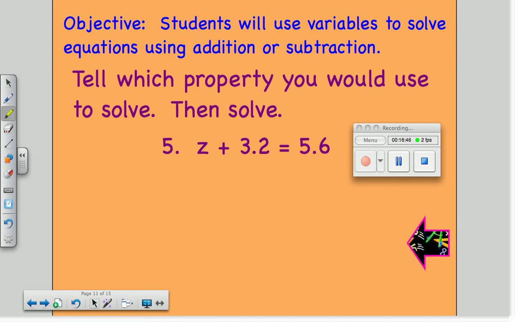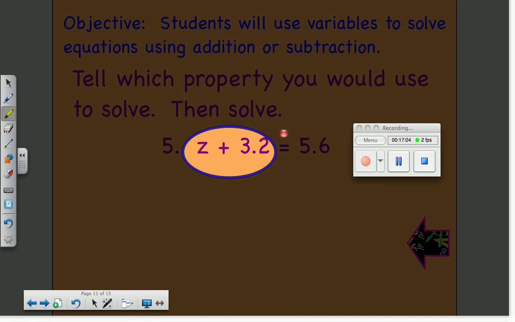Number 5, we're almost done. Decimals, I like these because I need to make sure you all are remembering to line up that decimal when you're adding and subtracting. So I'm going to do this vertically, up and down, so that you can see that they're lined up. So again, focusing on the variable. So the variable z, and we're adding 3 and 2/10. So what do we need to do?